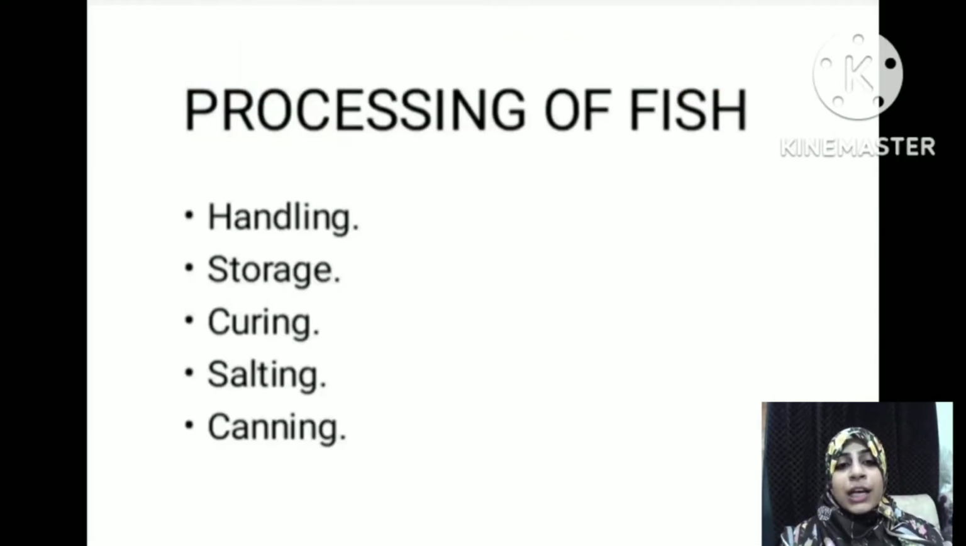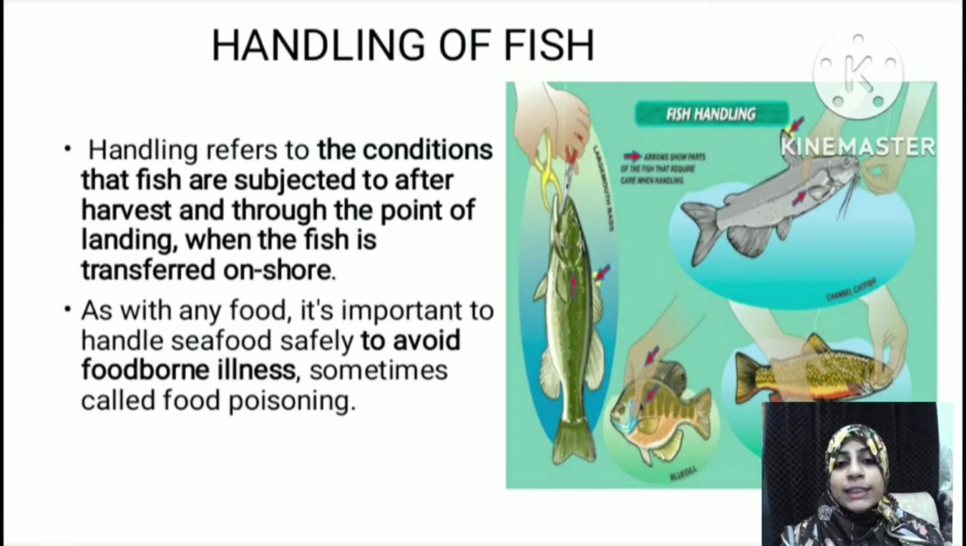Now, processing of fish are of 5 types: handling, storage, curing, salting and canning. First of all, handling of fish. Now, what is handling of fish? Handling refers to condition that fish are subjected to after harvest and through the point of handling when the fish is transferred on shore. As with any food, it is important to handle seafood safely. There is a risk of breaking it and the fish material gets spoiled. Due to that, we have to handle it with care to avoid foodborne illness, sometimes called food poisoning.